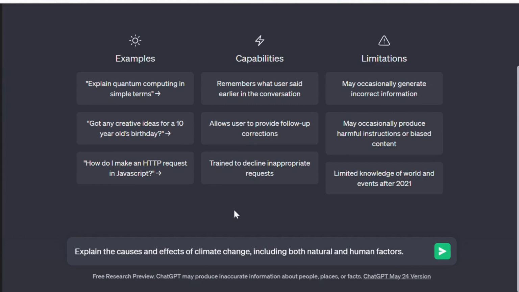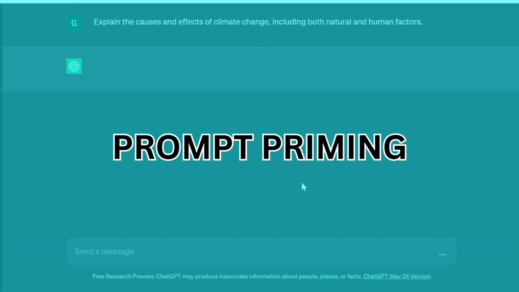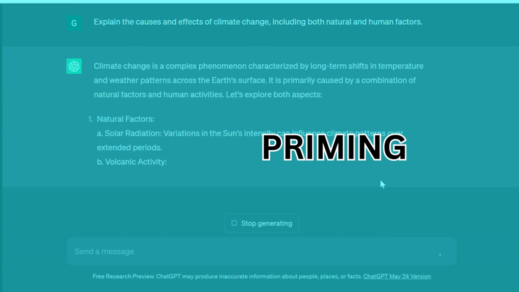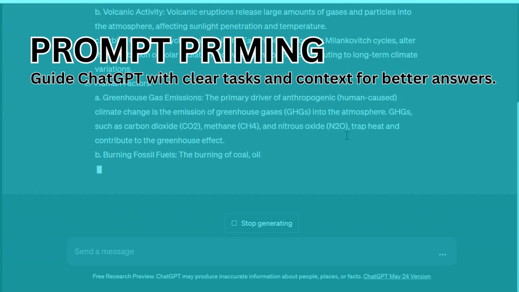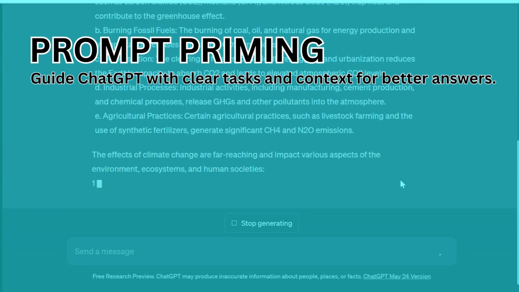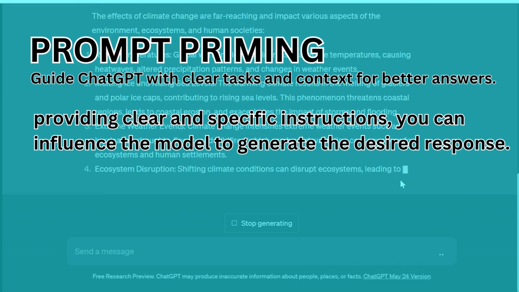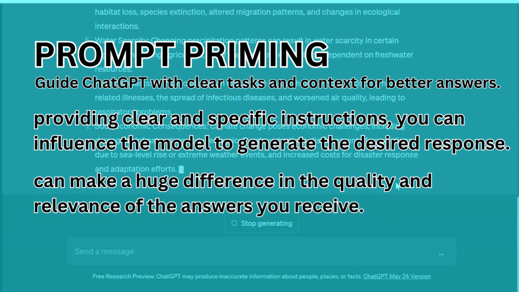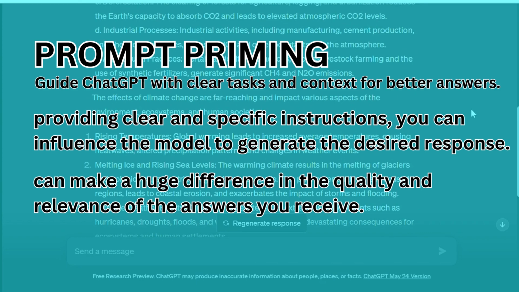Today, we're going to dive into a fascinating topic, prompt priming when using ChatGPT. So, let's get started. First things first, what exactly is prompt priming? Well, it's all about crafting well-designed prompts to guide the behavior and output of ChatGPT. By providing clear and specific instructions, you can influence the model to generate the desired response. Prompt priming can make a huge difference in the quality and relevance of the answers you receive.